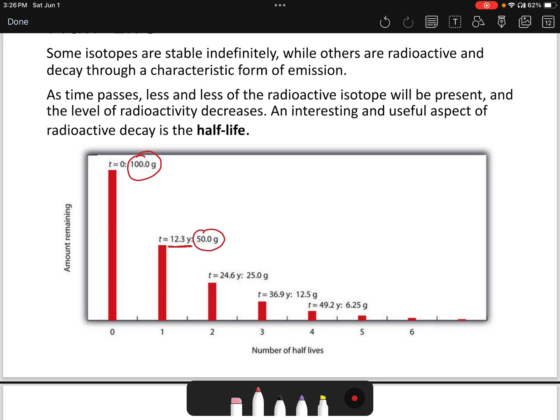And then it would take another 12.3 years to get to 25 grams of the sample, and so on and so forth. So every 12.3 years, we're going to decrease the sample amount by half.